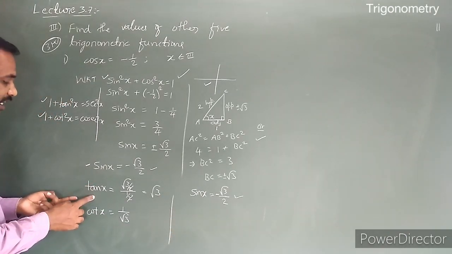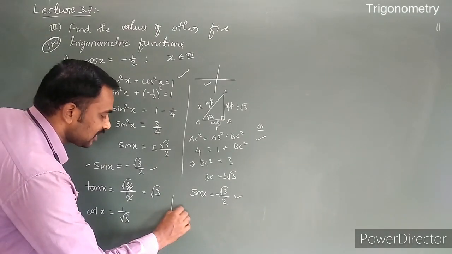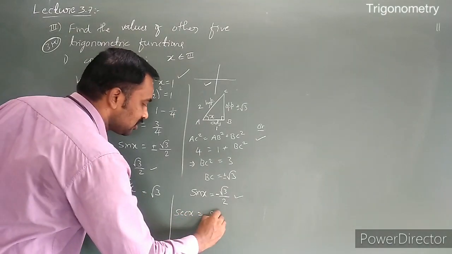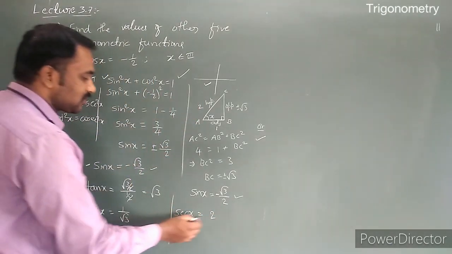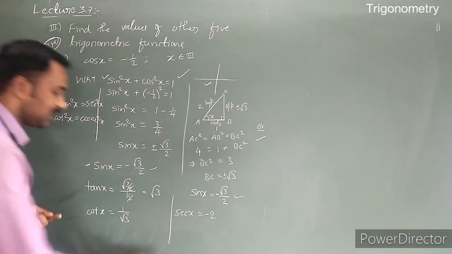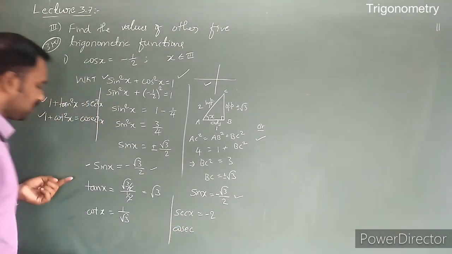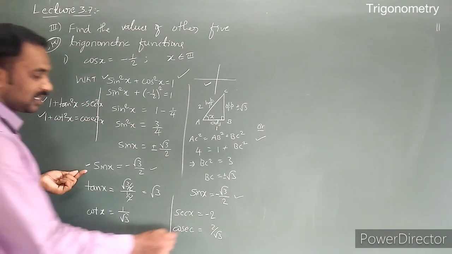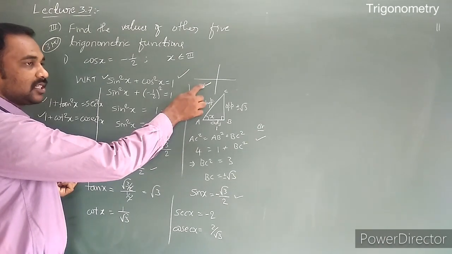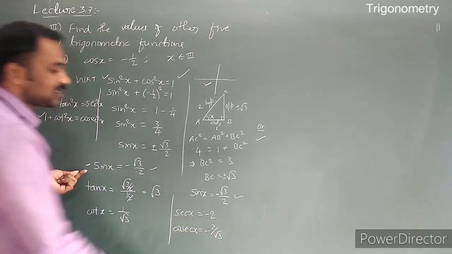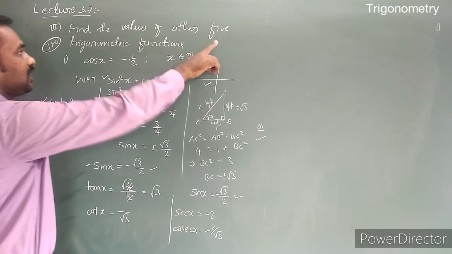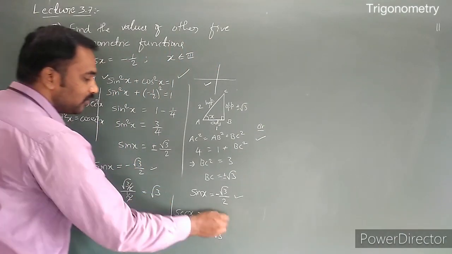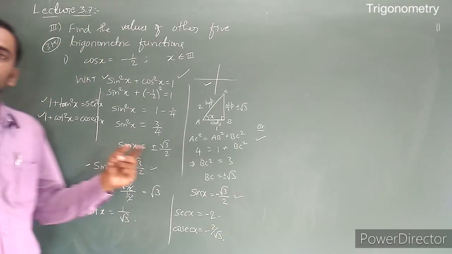Now, sin x is over, tan x, cot x. What is next? Sec x. What is sec of x? Sec is nothing but the reciprocal of cos, that is 2. In the third quadrant, is sec positive or negative? It is negative. Next, cosec x. Cosec is the reciprocal of sine, that means 2 divided by root 3. Is cosec of x positive or negative in the third quadrant? It is negative, so keep it as negative. They asked to find the other 5 trigonometric ratios: 1, 2, 3, 4, 5. All the 5 trigonometric ratios are done.